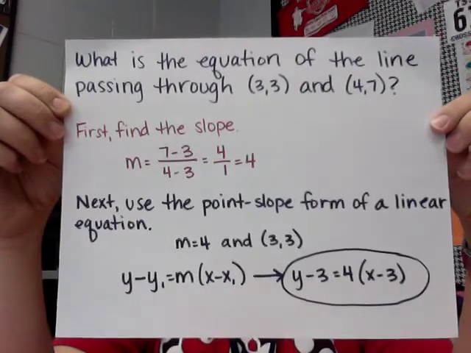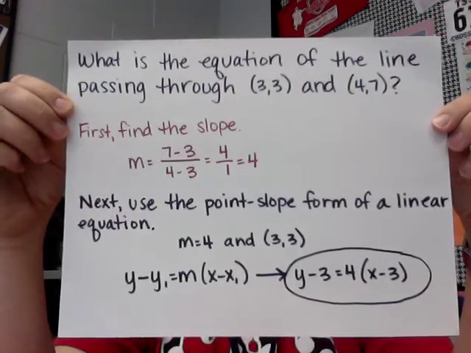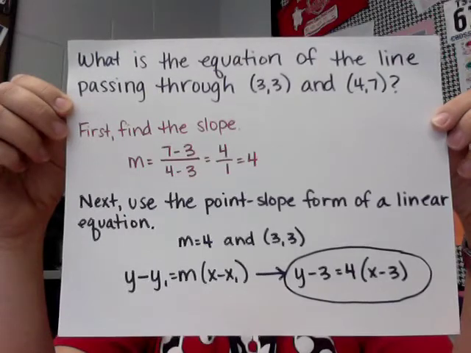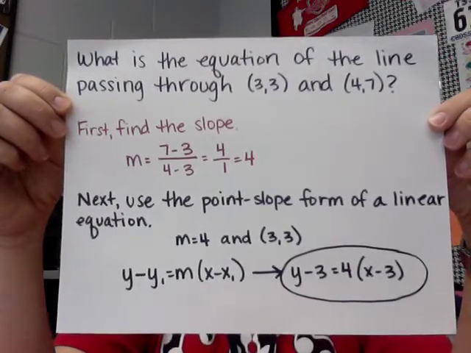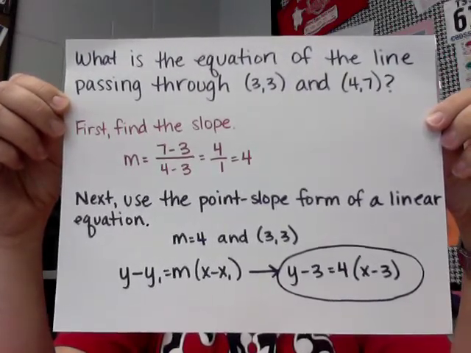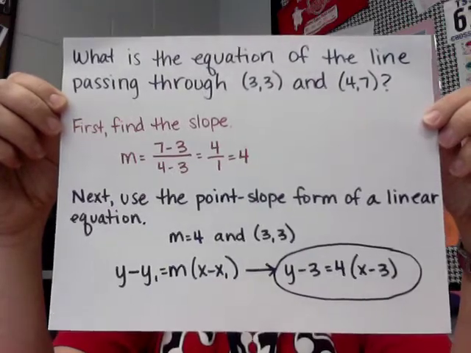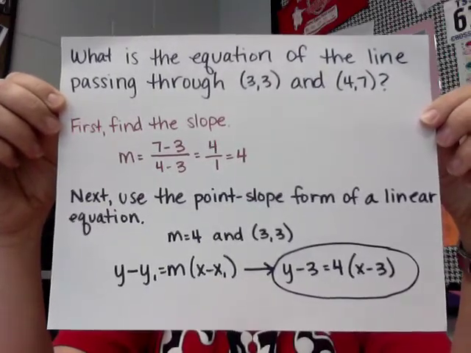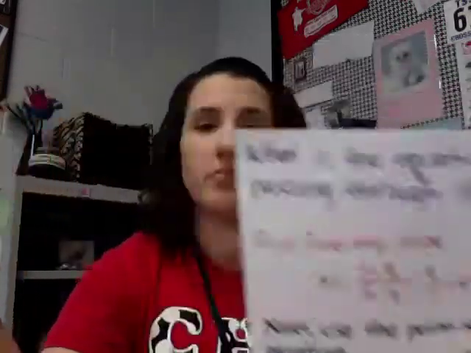Next, we're going to use the point slope form of our linear equation. We know now that the slope is 4, and we're going to go ahead and use that first point, (3, 3), that was given to us. We end up with the equation y minus 3 equals 4 times the quantity x minus 3.